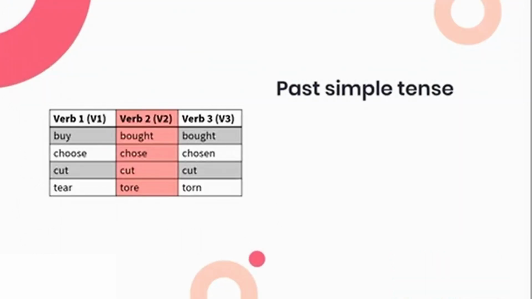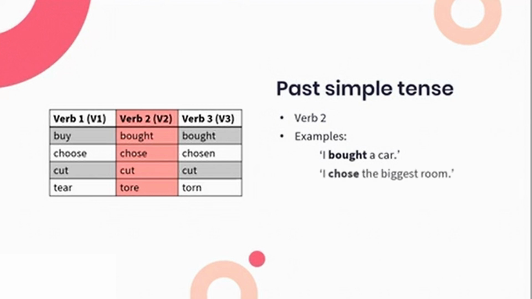For past simple tense, we use verb 2. So we will only use the verb 2 column in the table. Here are some examples. I bought a car. I chose the biggest room. I cut my hand by accident. My dress tore at the event.